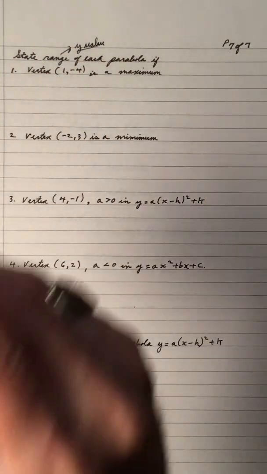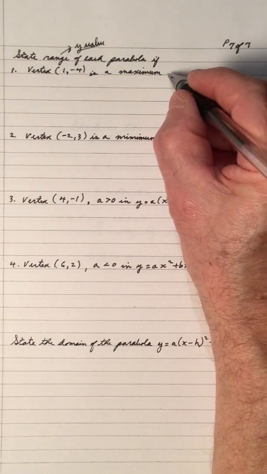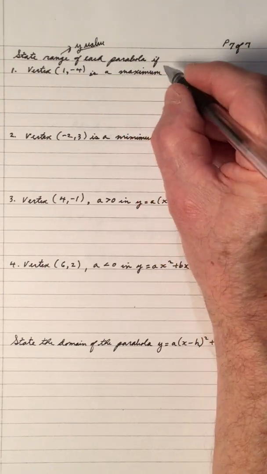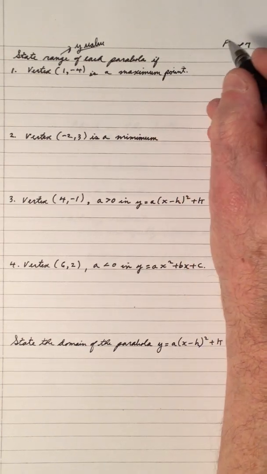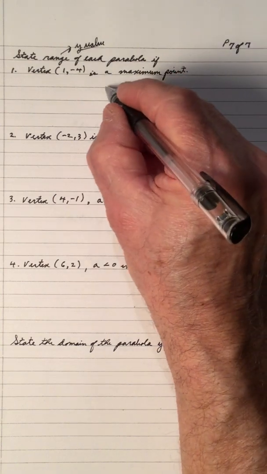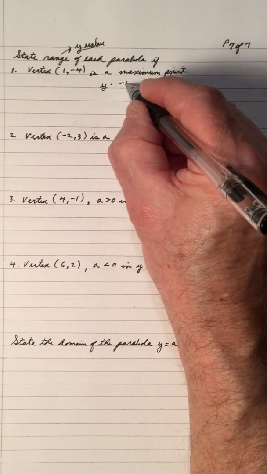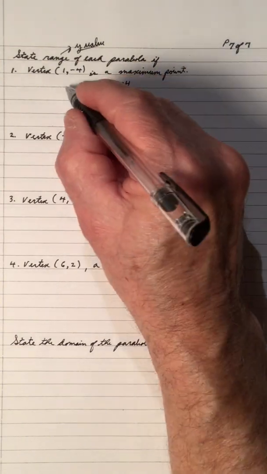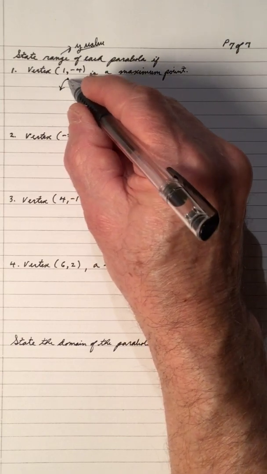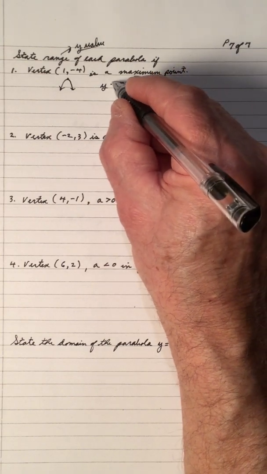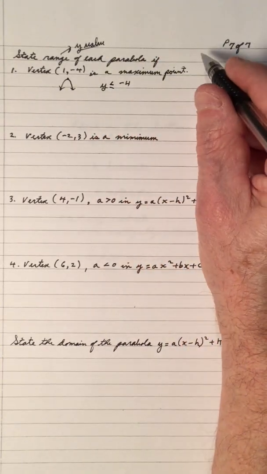So if we have a vertex of (1, -4), and the vertex is a maximum, we could say maximum, or you could say the vertex is a maximum point if you want. Then the range is the y value. The y value starts at -4. Because it's a maximum, that's the highest point in the parabola. That means the parabola is opening down. So the y values are less than or equal to -4 for this parabola.